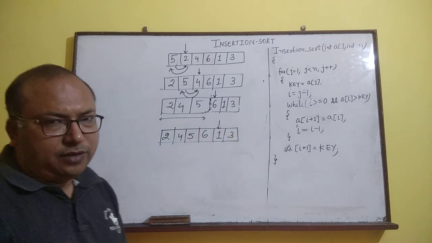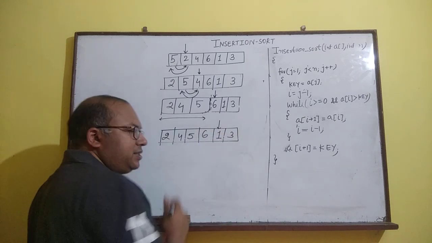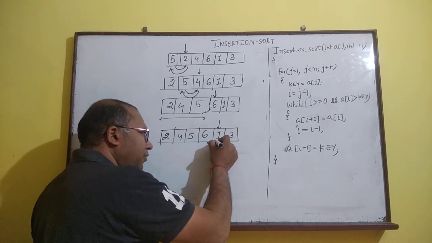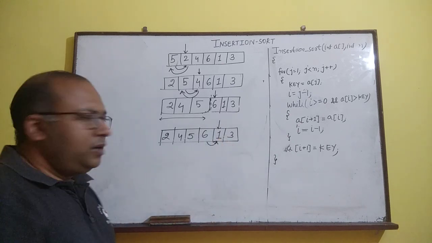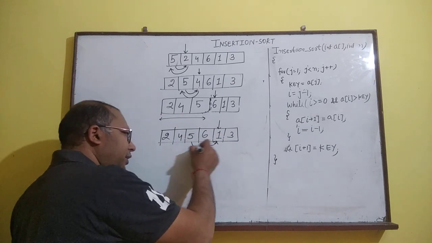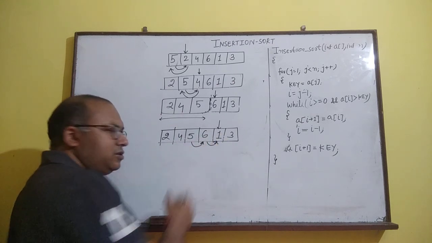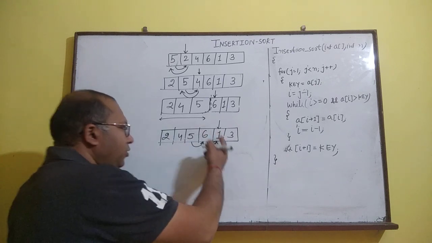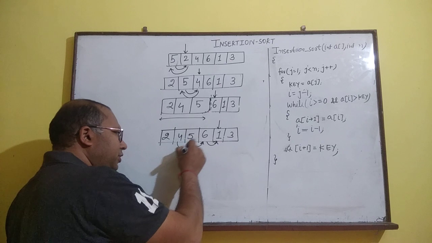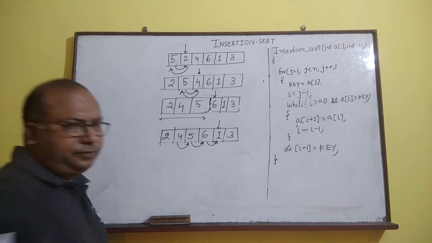Now look at here very carefully. We are comparing 1 with the 6, so they are not in order. So what we need to do, we need to shift 6. We need to compare 1 with the 5, again they are not in order, so we need to shift this 5 also. We need to compare now 1 with the 4, again they are not in order, so we need to shift this 4 also.